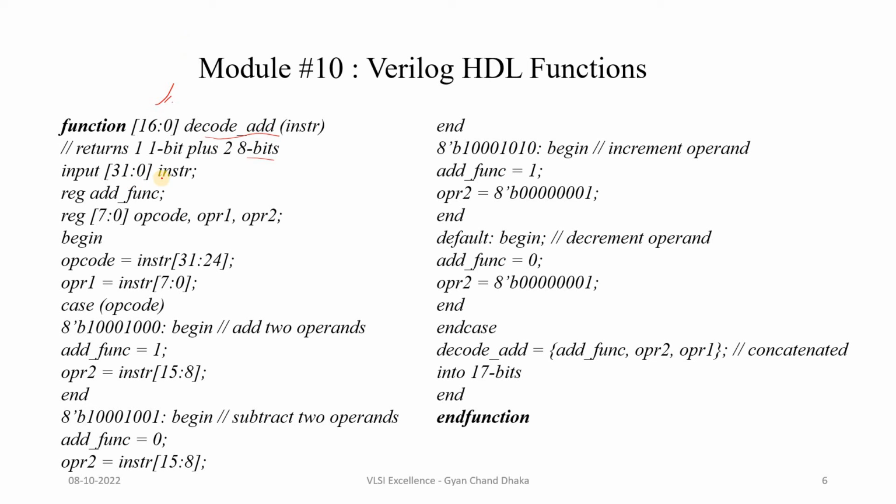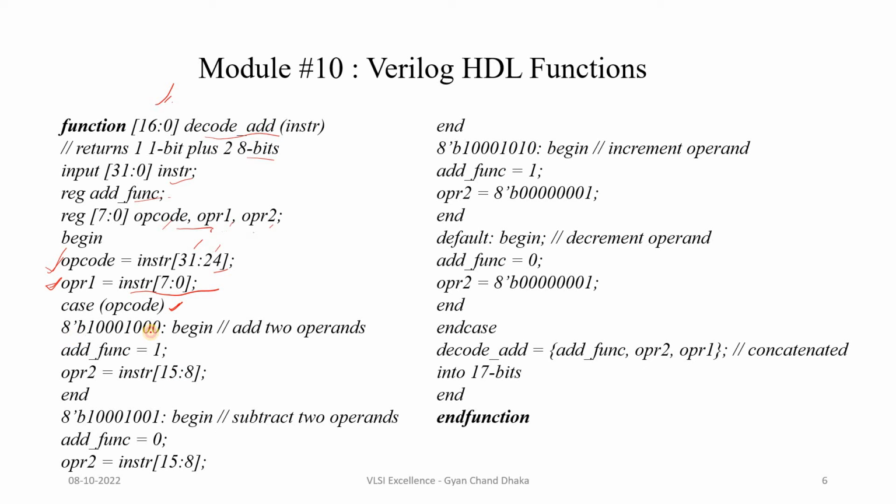If you see here, the input is the instruction. Then we have one internal variable, add func, and we have 8-bit variables opcode, operand 1 and operand 2, basically three variables. In the instruction we know that bits 22 to 31 correspond to the opcode, so we will extract that opcode information, and operand 1 will be the initial 8-bit values. Now based on the opcode, we will decode this instruction.